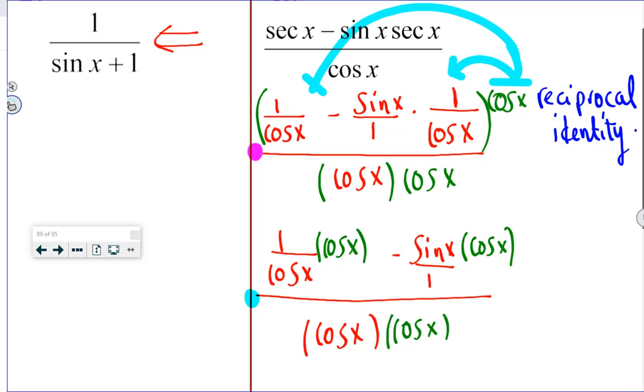And you might wonder, why did I only multiply the cos of x by this whole thing and not by both? Because there's multiplication in there. So what happens? On the top, I end up with, just a second here, I just got to check my work here. Secant is 1 over cos, multiplied by cos, I get 1.